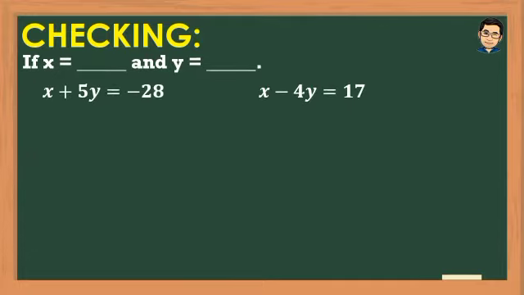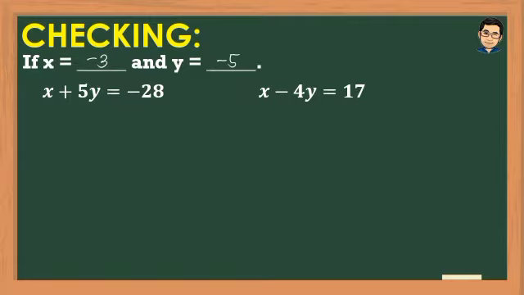So, the value of x is -3. And then, the value of y is -5. So, why is checking important? Para po malaman natin kung tama yung ating mga solutions. Kasi, solve tayo ng solve and then, hindi naman natin alam kung nagiging tama ba or mali. So, it's better to check our solutions.